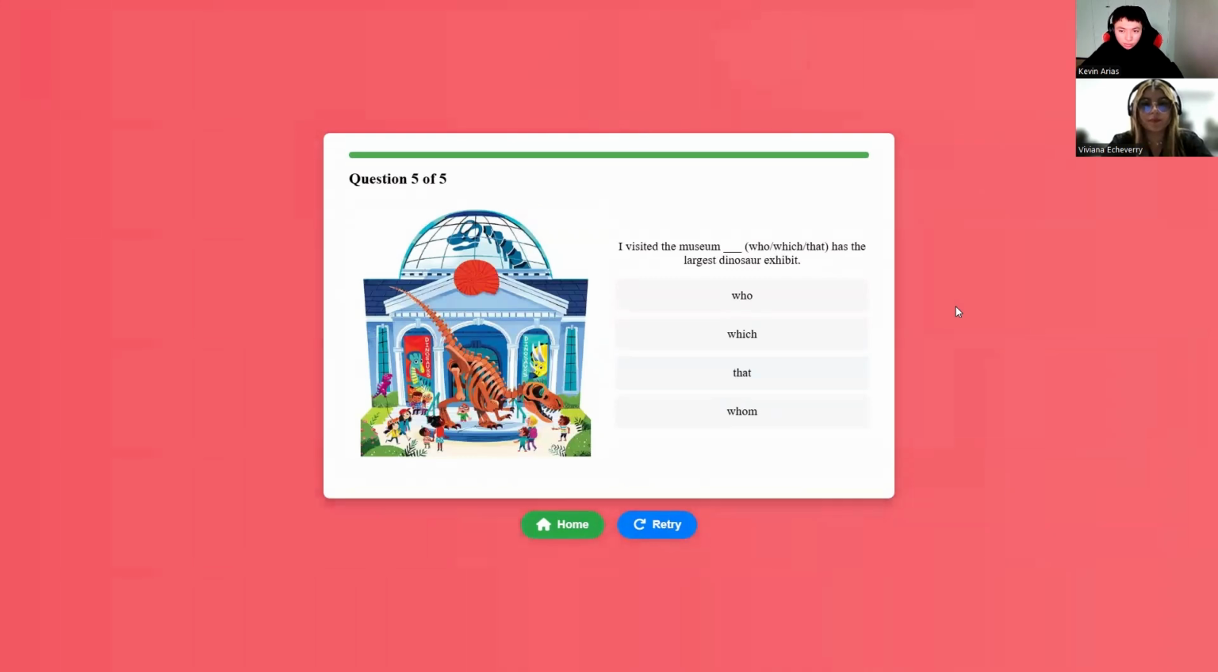So, in the last question, we have: I visit the museum who, which, or that has the largest dinosaur exhibit. In this case, which is used for things or places in restrictive clauses. And here it identifies the museum. That could also be used in restrictive clauses, though which is more common when adding specific details about things. In this case, the correct answer is which.